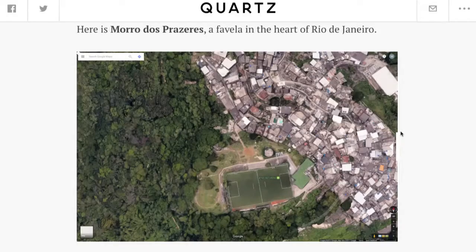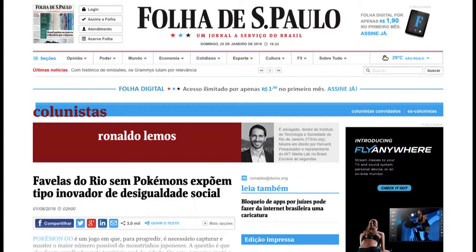And I'm going to come back to this one. The reason why I said that this example is my favorite one is not because there's anything objectively better about it, but really because the way that I found out about this entire situation, about these places that weren't showing up, is through an article that was written by a Brazilian academic named Ronaldo Lemos.